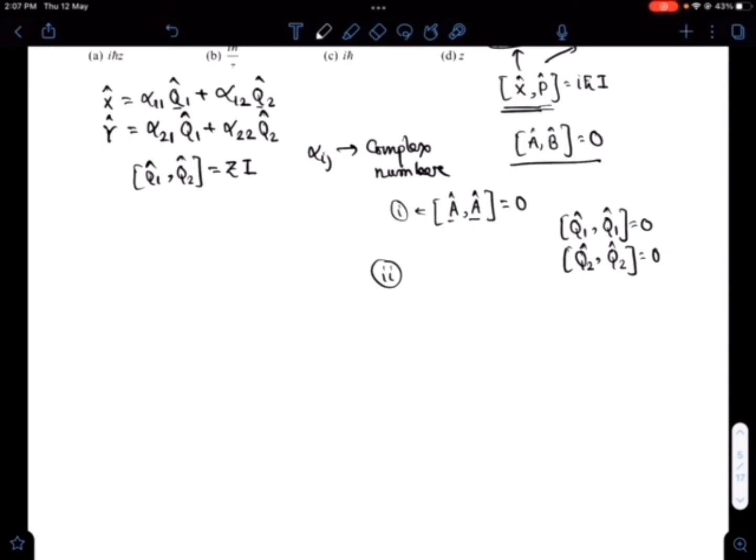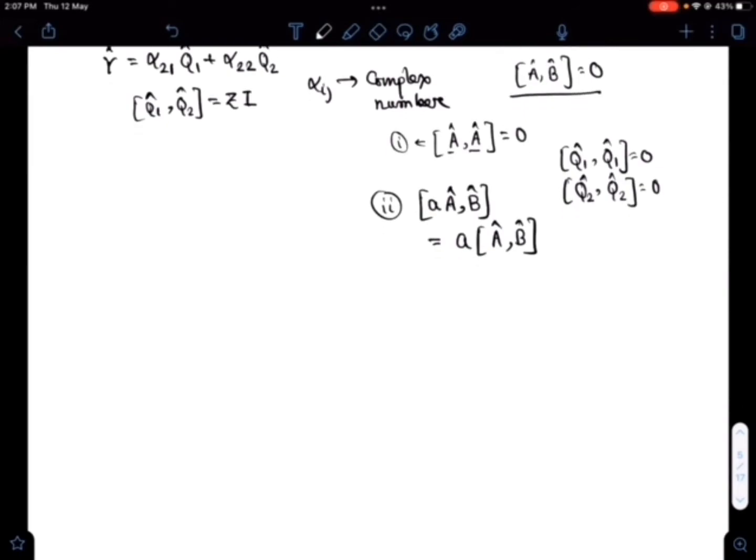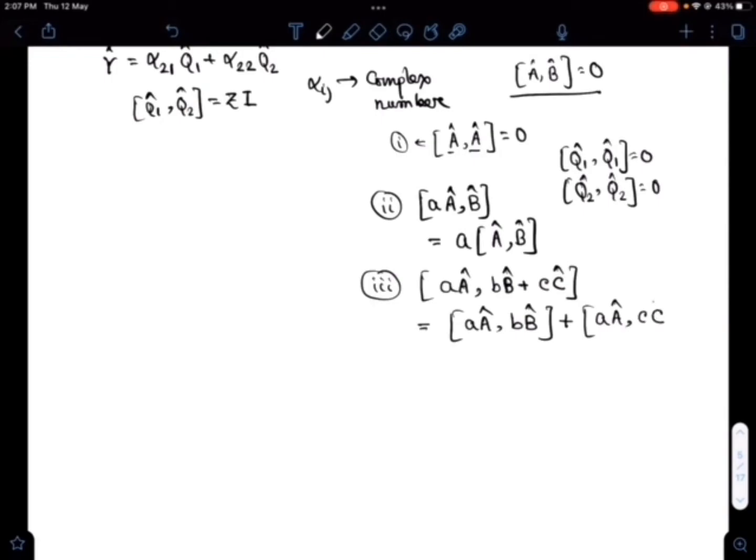Another rule is like this. Suppose we have a scalar multiplied with the operators A and B, then we can write this as the scalar times the commutator of A and B. And the third rule is like this: we can write this as the commutator of A and B plus the commutator of A and C, where a, b, c are scalars.